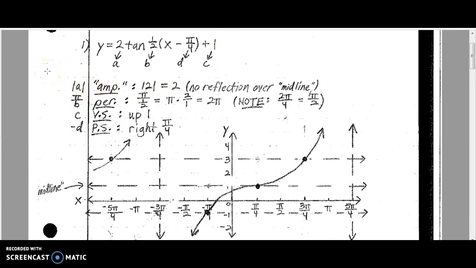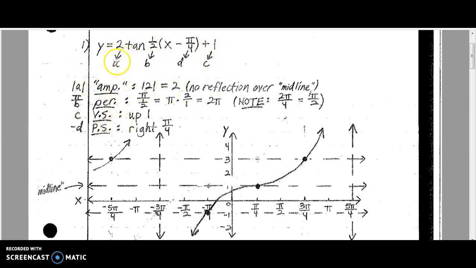As always, the first thing you want to do is identify A, B, C, and D. So as you can see, my A value is 2. My B value, which was already factored out for me, is 1/2. My D value is negative pi over 4, and my C value is 1. After you identify A, B, C, and D, you're going to want to decide what those things mean.